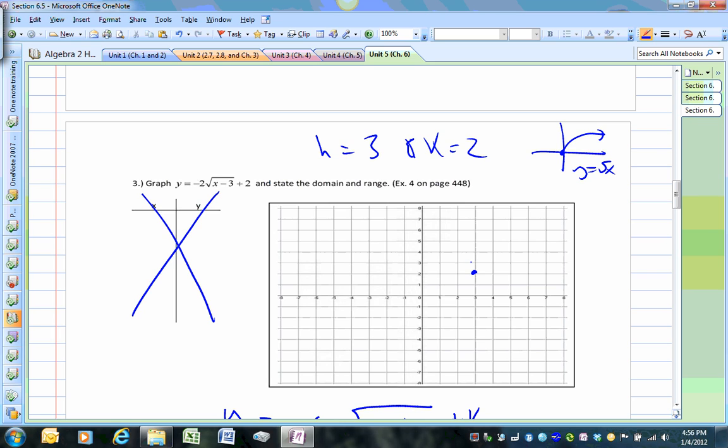So if you want to make a table, I guess you could, because obviously I'm not going to plug in anything less than 3, and then I'm going to plug in values 4 or greater. So let's go back to the table here. If I plug in 4, work it out, you get 0. Plug in 7. 7 would be a wise choice because 7 minus 3 is 4, and root 4 is 2. So that would be negative 2. So 4 comma 0.